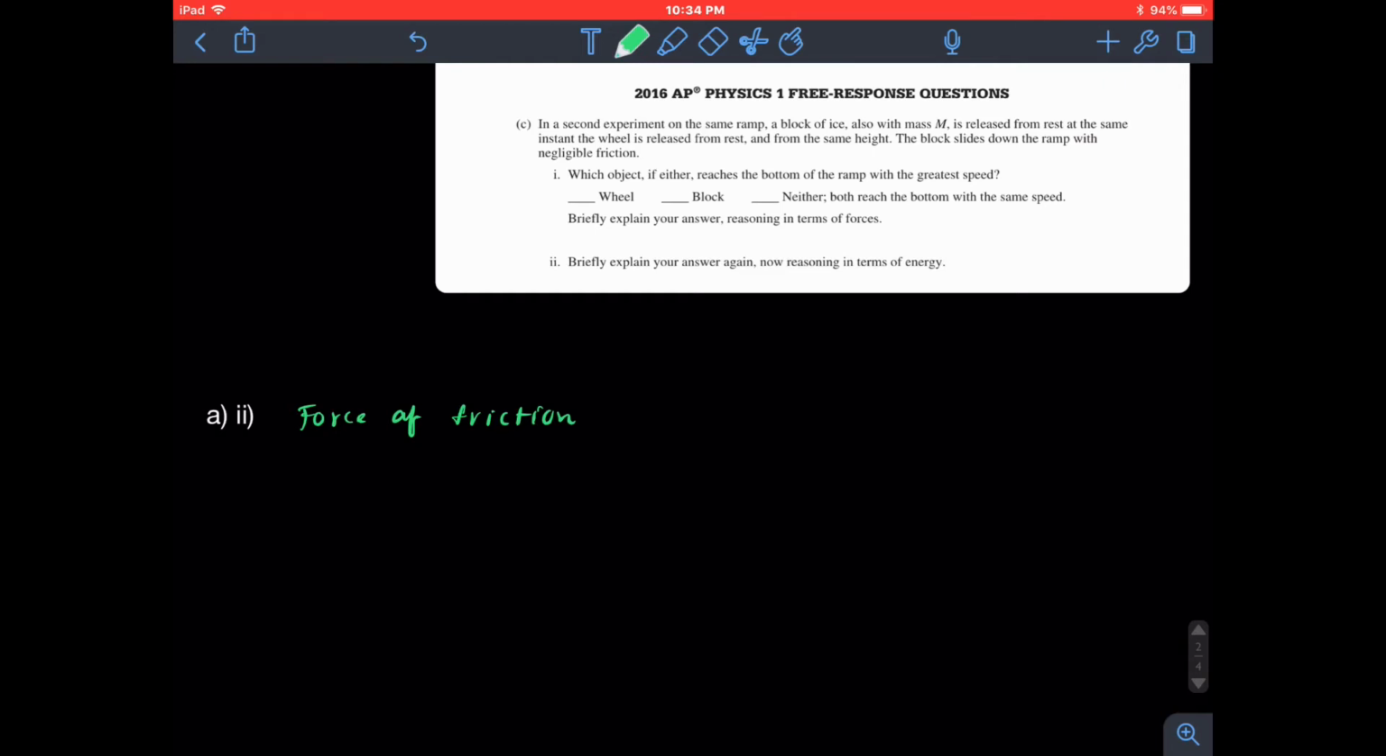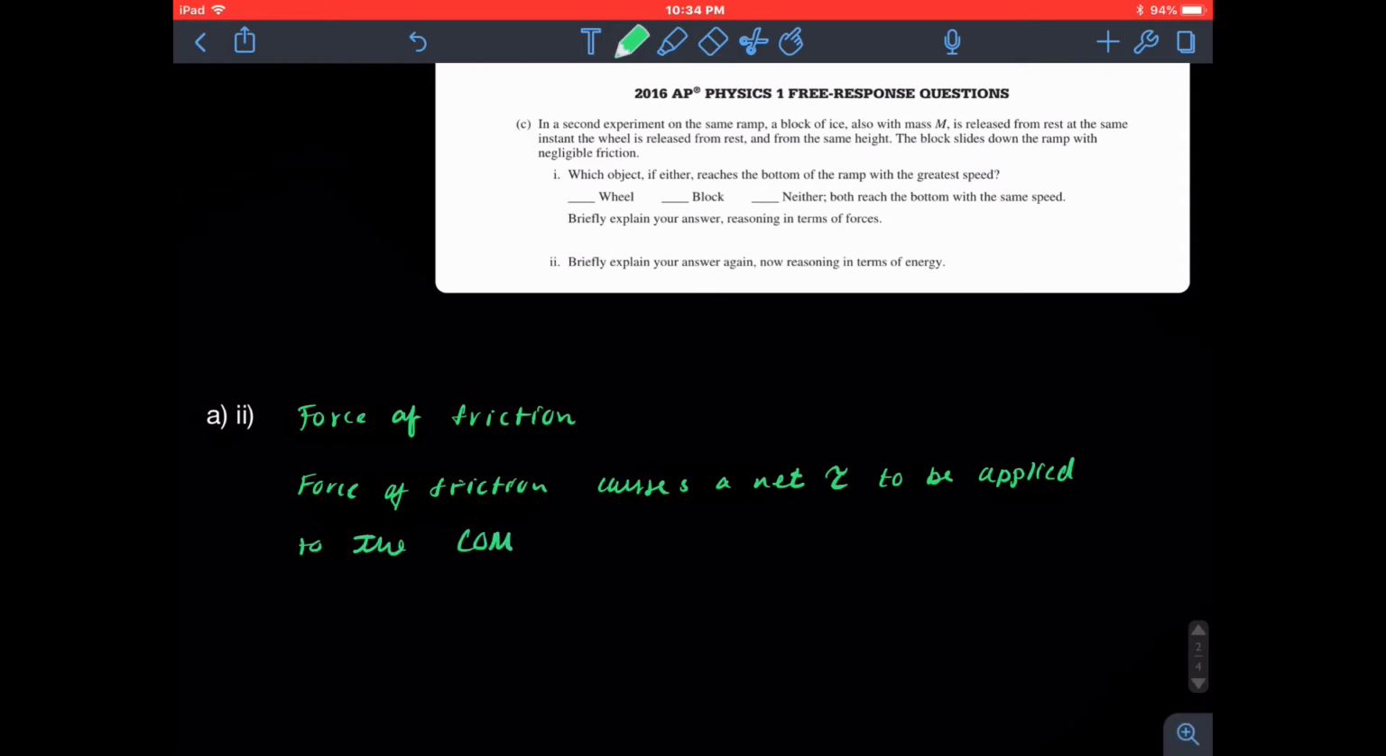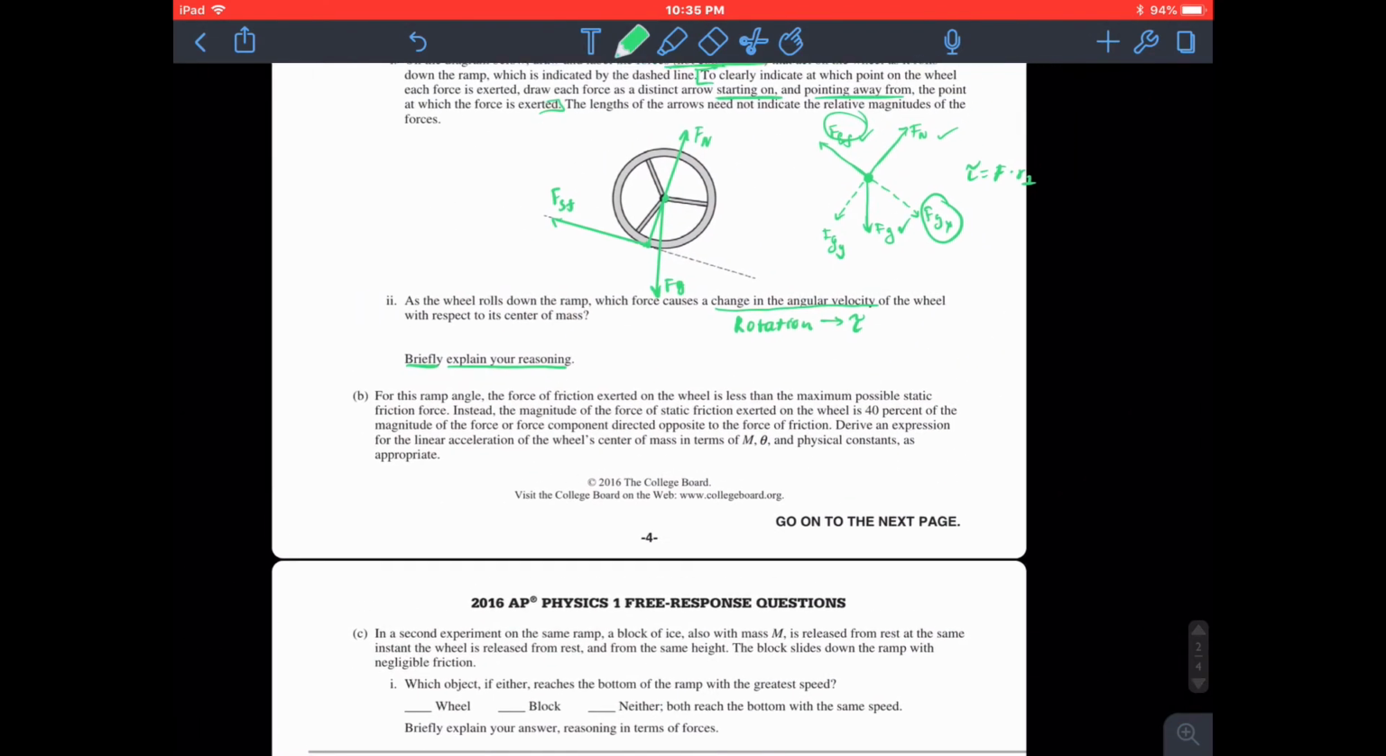I would say the force of friction causes a net torque to be applied to the center of mass of the wheel, which causes it to rotate and change its angular velocity. And if you can see, just in 15 seconds, I was able to write a very succinct and to the point answer that not only gets me the points, but clearly saves me time. So you want to be as direct and as simplified of a response that you can answer with, okay? All right, so now let's move on to part B.